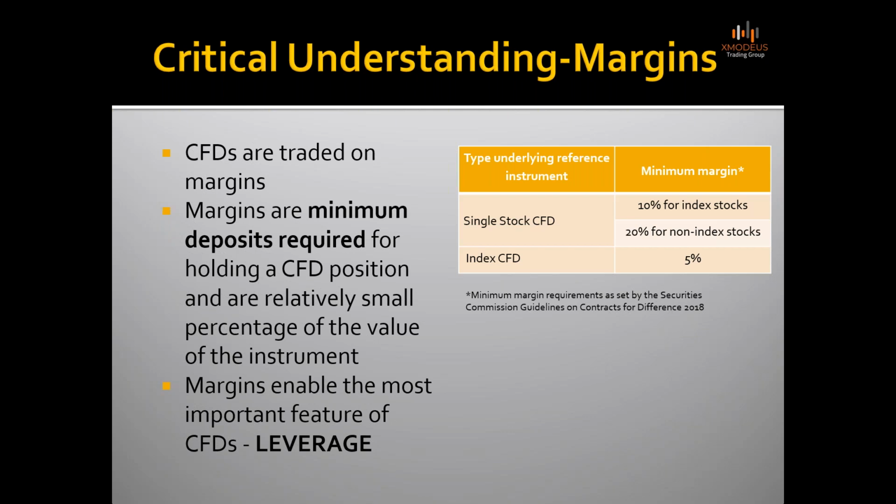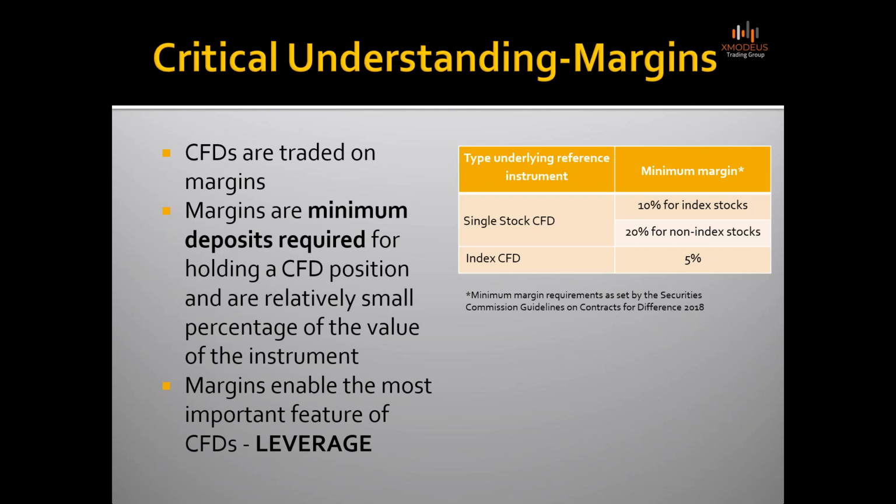Okay, this is an important slide. This is margins, and this is something you need to note. All CFDs are traded on margins, and margins are the minimum deposits required for holding a CFD position. This is a relatively small percentage of the value of the instrument. The SC has a recommended minimum rate: in single stock CFDs, 10% for index stocks and 20% for non-index stocks.